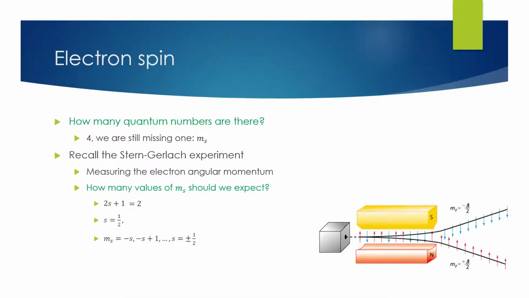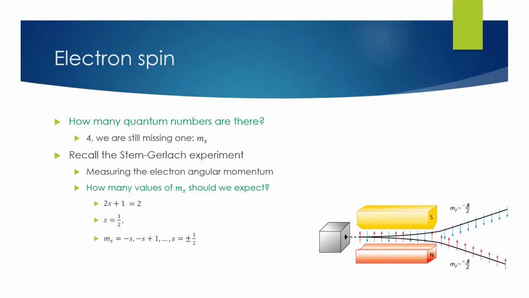And therefore, m sub s, that goes from -s to s in steps of 1, gives us the options of plus 1/2, minus 1/2. And so you can see this quantization as well is too small for orbital angular momentum, which is another indication that something else is going on. So we have these new spin quantum numbers that are +1/2 or -1/2. Now, what we want to do is try to incorporate these spin quantum numbers into our Schrödinger equation.